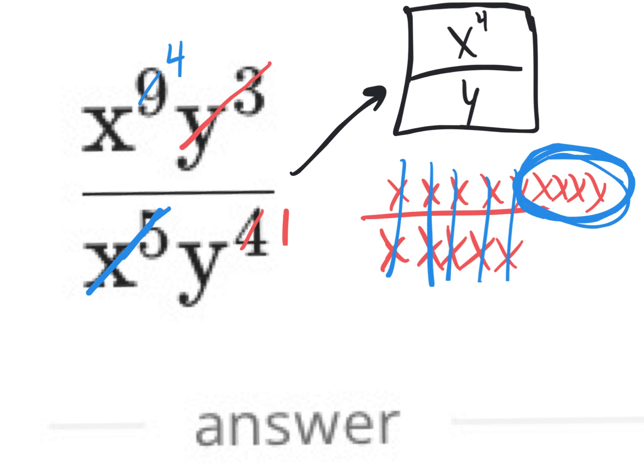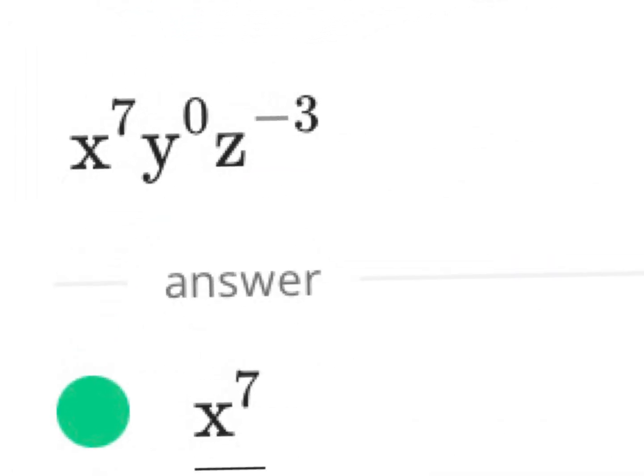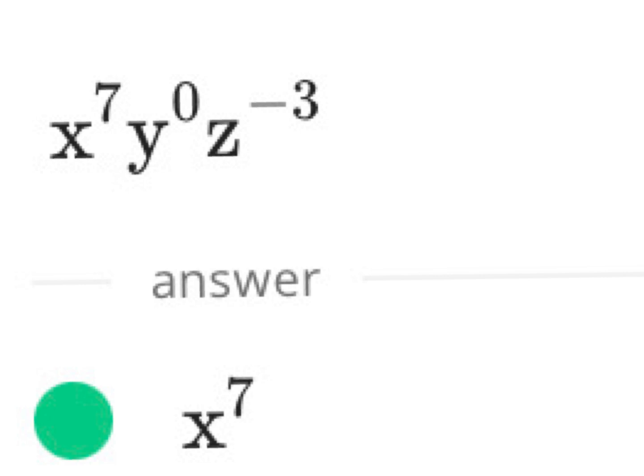Let's move on to another question. Another 2 questions, I believe, that are still on the rules of exponents. Let's look at this first one. This one doesn't have any canceling rule, but it does have the power of 0 rule and also the negative exponent rule. We should remember that anything to the power of 0 ends up canceling out.